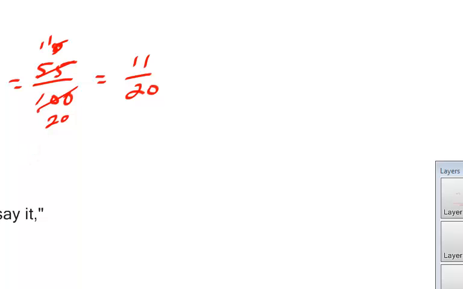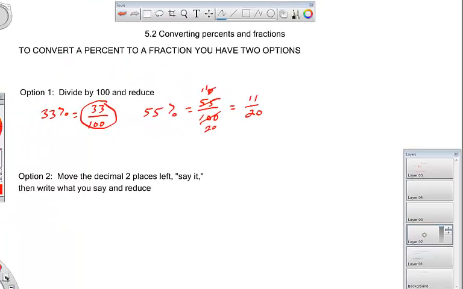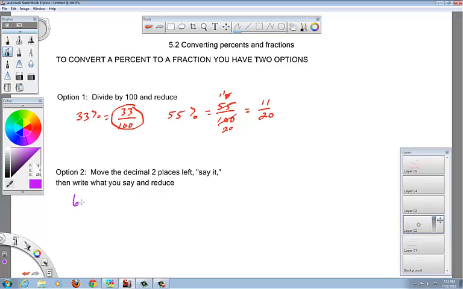Now, option two, where it shines, is when we have something like 6.5%, when we have a decimal in the percent. When that happens, you don't want to use option one. You will be barking up the wrong tree if you do that. You want to use option two when there's a decimal in there. So what you would do, just like the other one I demonstrated, you'd move it back two places to 0.065. Say it properly, 65 thousandths, 65 over 1,000, and then you would reduce that.